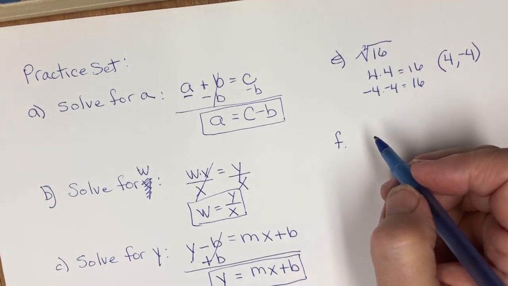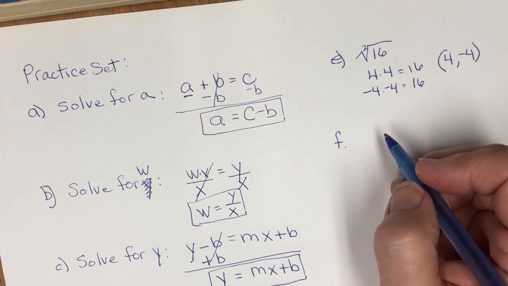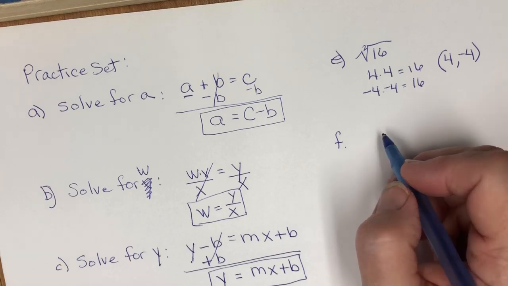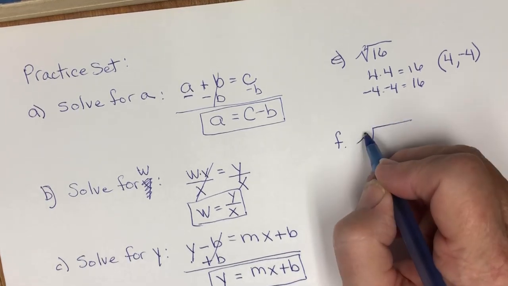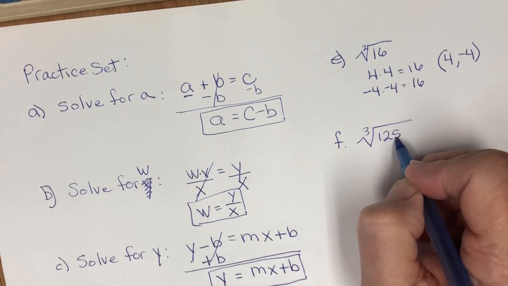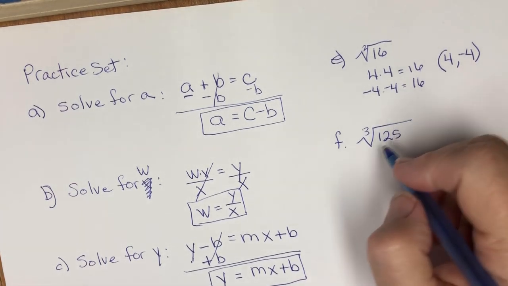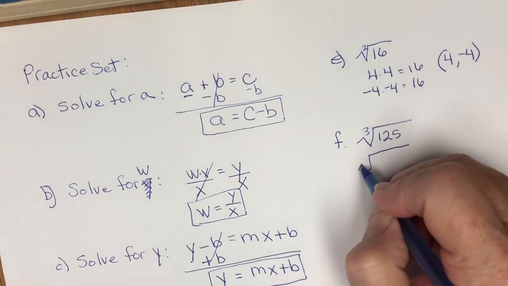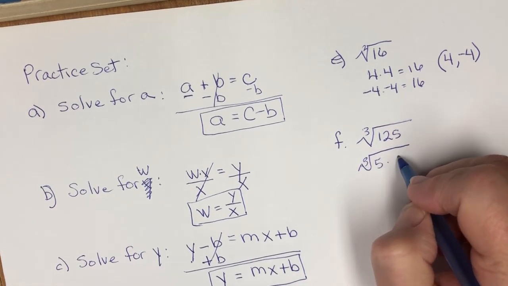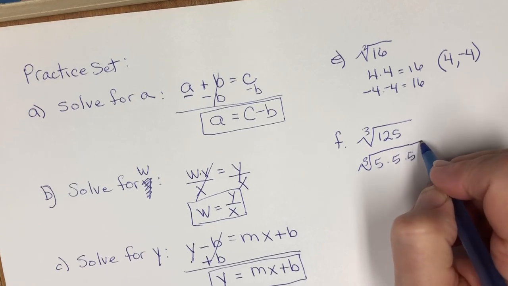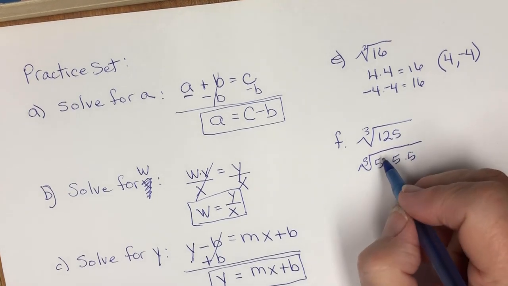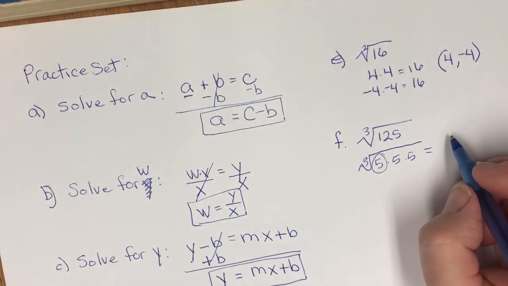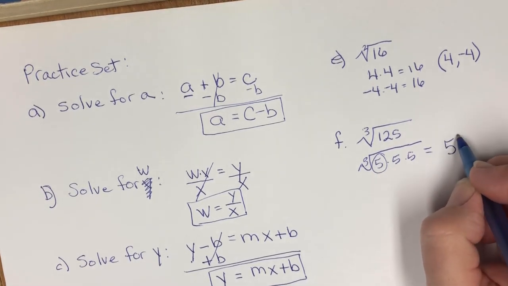F, what are the 2 square roots of 16? Whoops, no, that's the wrong one. I just did that one. Okay, F, what is the cubed root of 125? Well, we know that 5 times 5 times 5 is 125. So we take out 1. Our answer, the cubed root of 125 is the number 5.